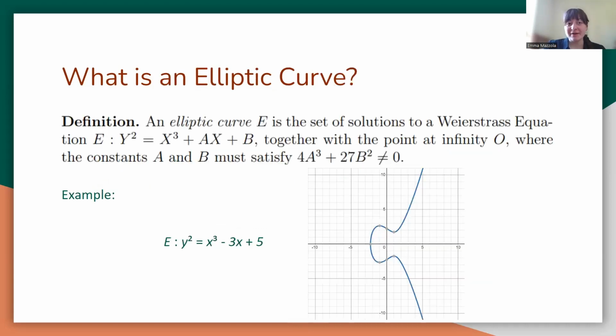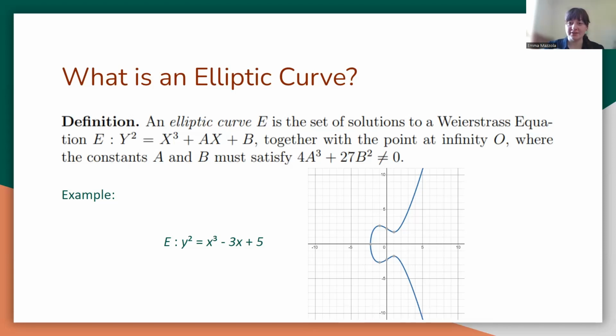Okay. Now we're going to talk about an elliptic curve. What is that? And then I'll talk about how it applies to cryptography. So an elliptic curve is the set of solutions to a Weierstrass equation, which is an equation of the form y squared equals x cubed plus ax plus b, together with a point at infinity, where the constants a and b must satisfy 4a cubed plus 27b squared does not equal 0. What does all that mean? So everyone, no matter your math background, should be familiar with y equals mx plus b. That's a linear equation. This is just another kind of equation with a different looking curve. That's all that this is.